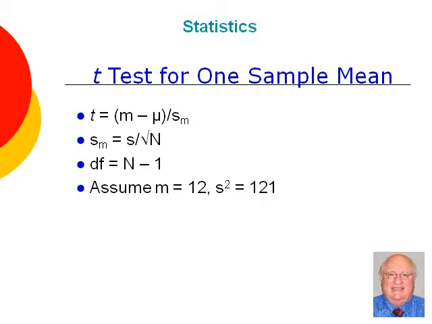Before going to the next slide, see if you can answer this question. Let's say the sample mean remained 12, but the sample variance in this experiment had turned out to be 121. Please compute the sample standard error of the mean and then compute the t-statistic.